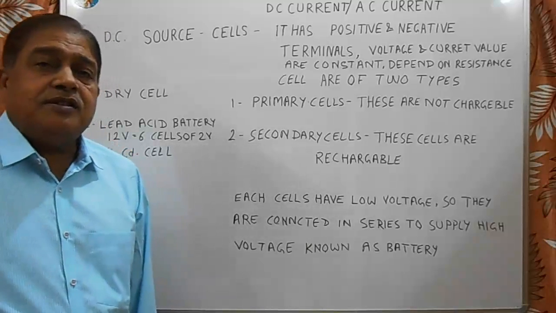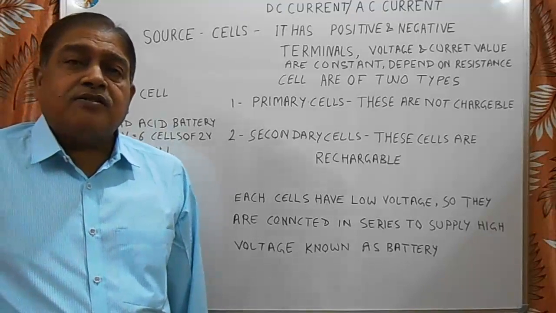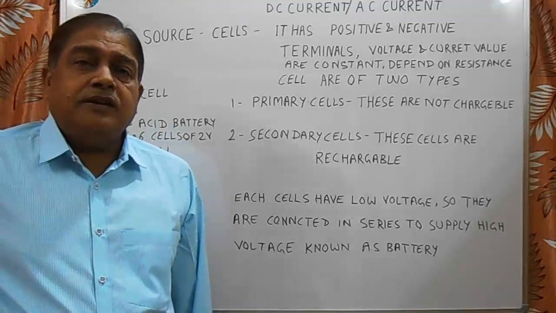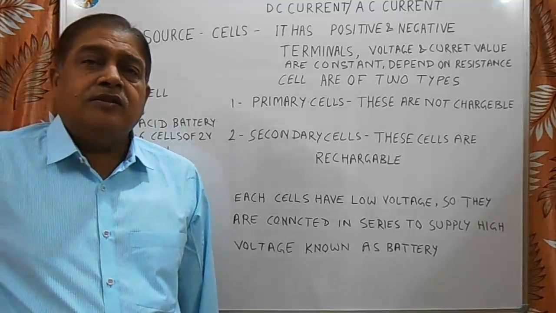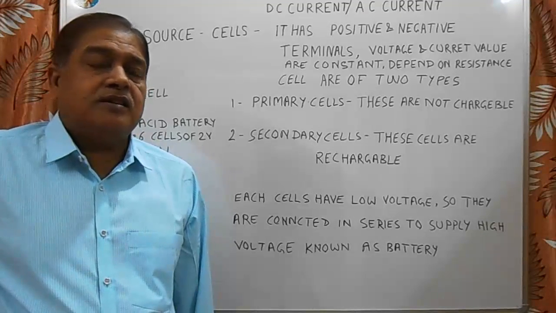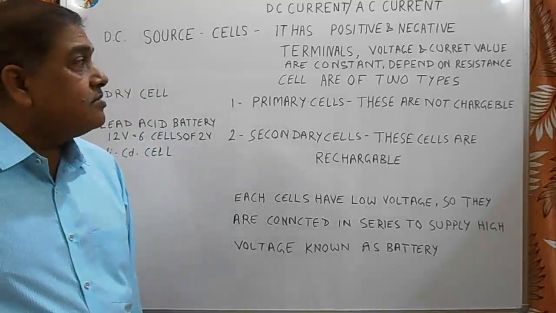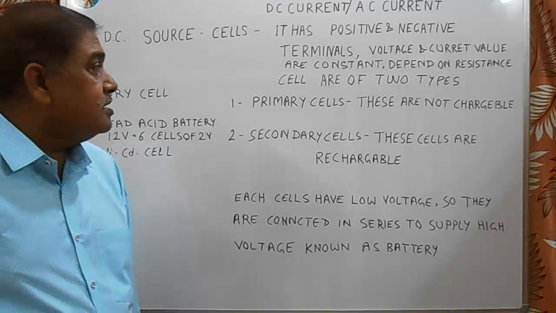DC current means the current that flows in only one direction. It has constant voltage. When we apply a DC source to a load, a constant amount of current flows through the resistance. Here voltage is constant, and the current value is constant and depends upon the load resistance.